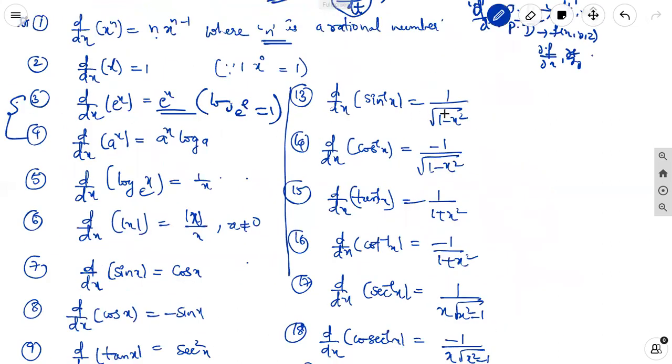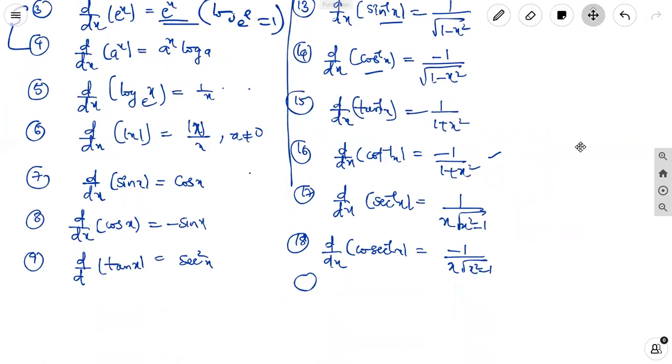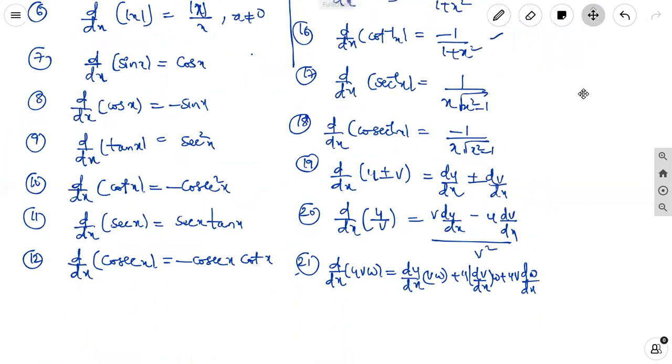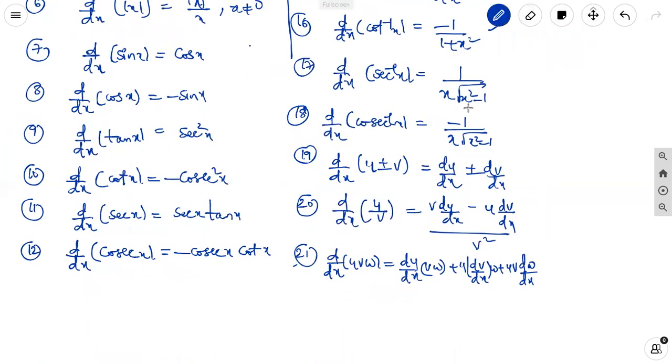The derivative of sine inverse x is 1 by under root of 1 minus x square. The derivative of cos inverse x is minus 1 by under root of 1 minus x square. The derivative of tan inverse x is 1 by 1 plus x square. For sine inverse and cos inverse, only the negative sign changes. For tan inverse and cot inverse also the sign changes: 1 by 1 plus x square and minus 1 by 1 plus x square. Sec inverse x and cosec inverse x are 1 by x under root of x square minus 1 and minus 1 by x under root of x square minus 1.